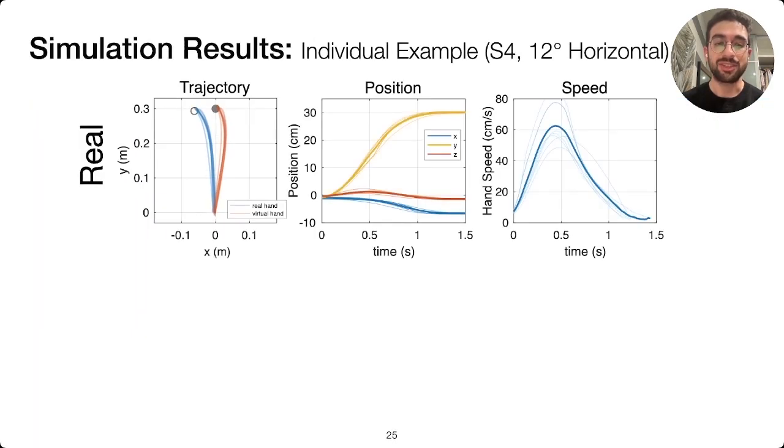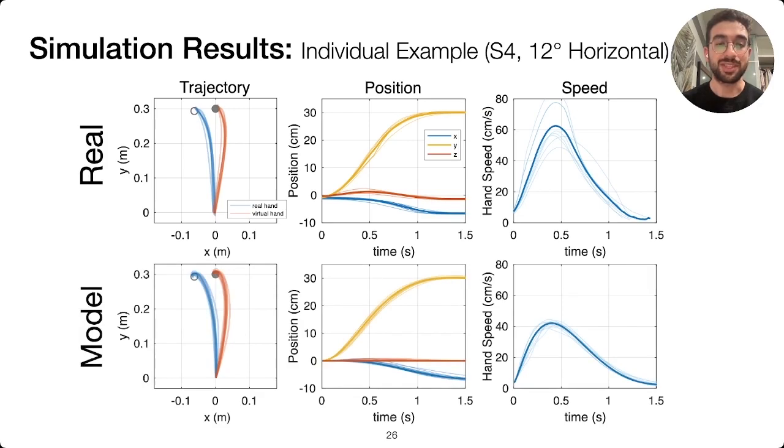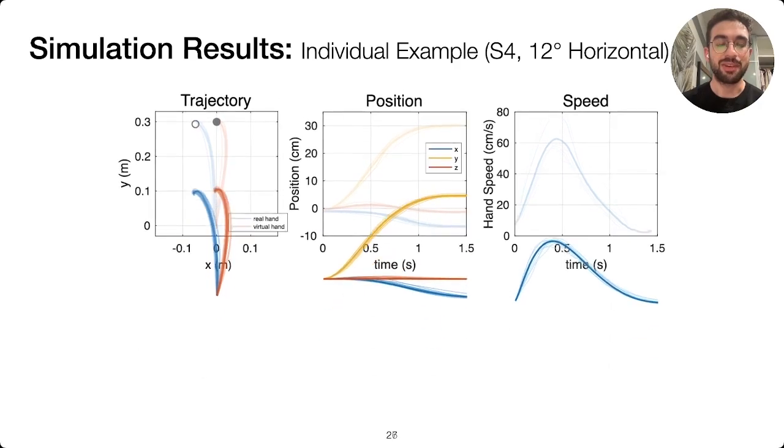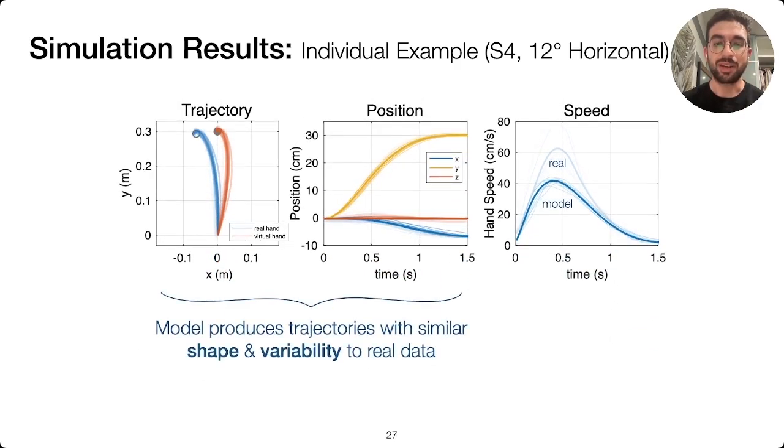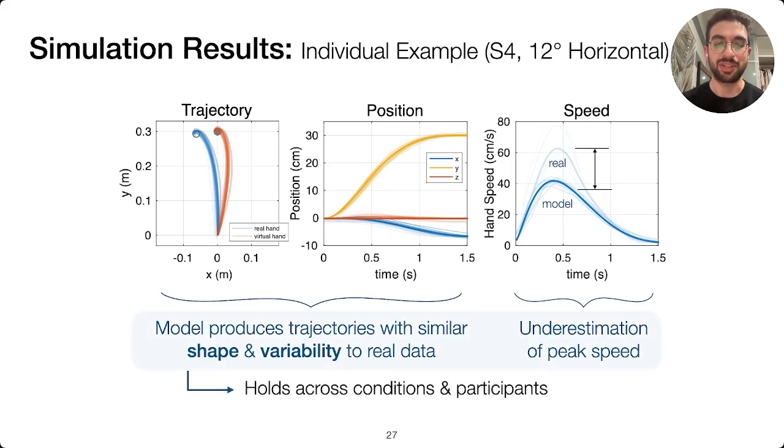Taking a closer look at how these trajectories change over time for this particular subject, we see the same S-shaped position and bell-shaped speed curves that we'd expect. And here are the results of our simulation of the same 10 reaches. If we overlay these, we see that in terms of the shape and variability of these trajectories, the model produces consistently good results. The main difference here is we can see an underestimation of peak hand speed, which we think could be a result of us using standard values for some of the hand dynamics parameters like mass and damping. We see this kind of agreement across different conditions and participants.